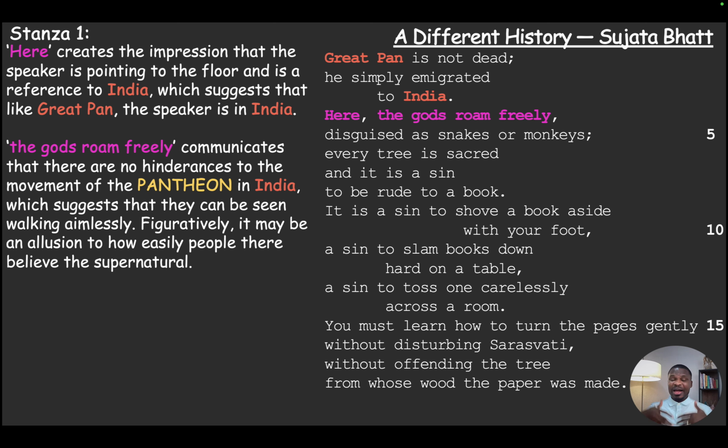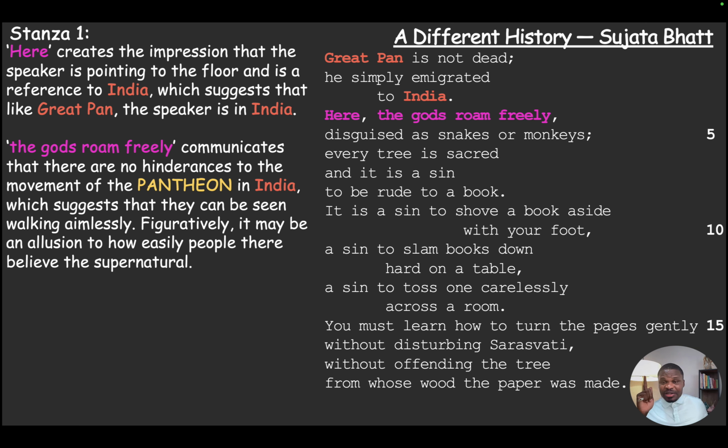Remember, Bhatt is of Indian ancestry. So there's this possibility that the speaker is saying that here where I am, this India where I am, the gods roam freely, which means that there are no hindrances to the movement of the pantheons in India. So the gods are free to go where they like, and then they can do whatever they like. So they can walk aimlessly, essentially. If you roam freely, it means you're going around aimlessly.